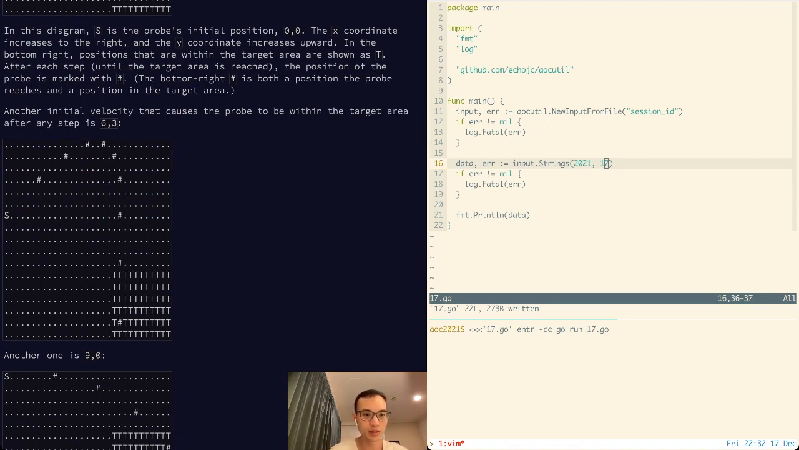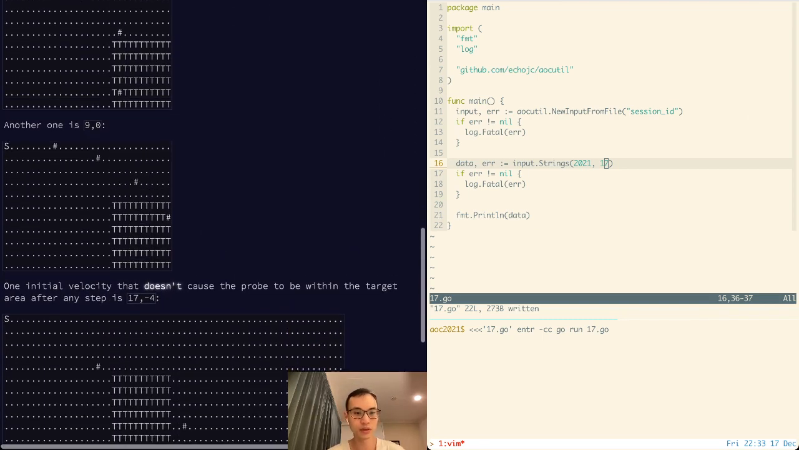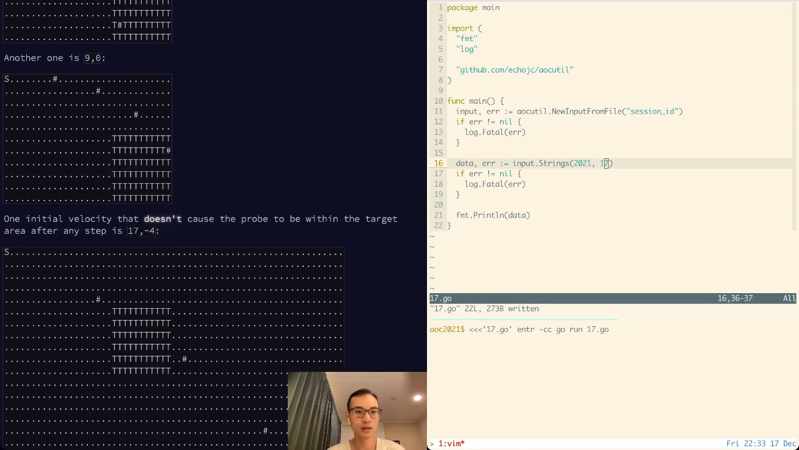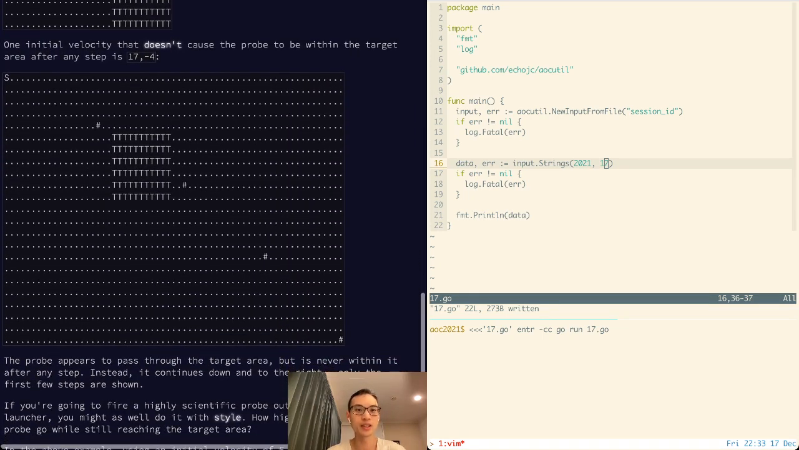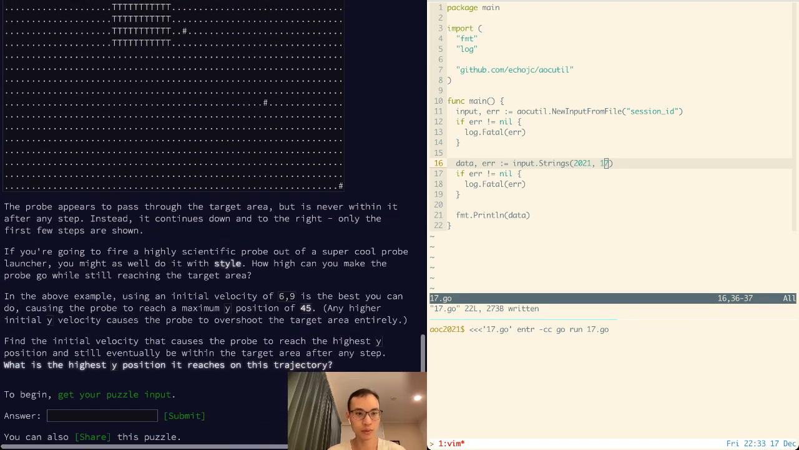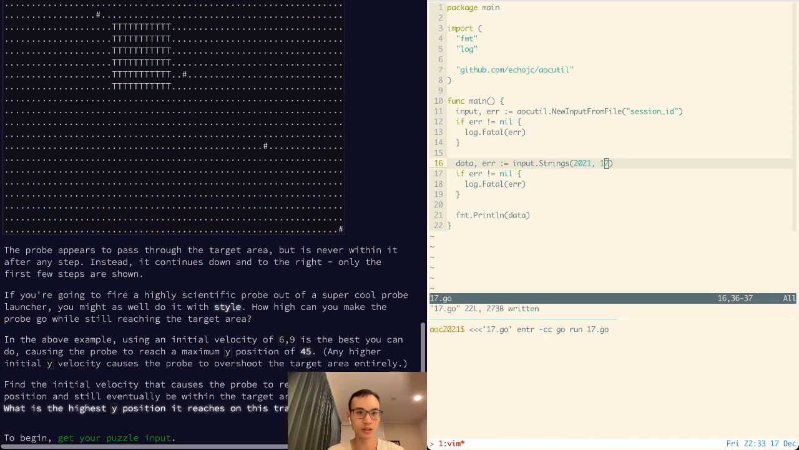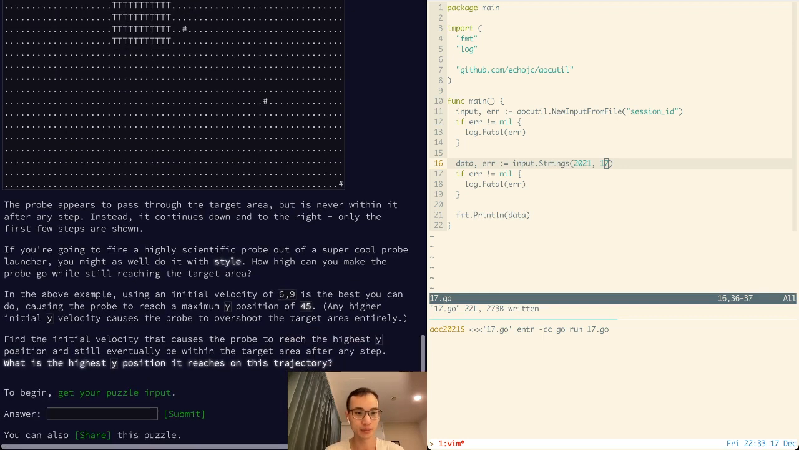And this is where the drag comes in. You can see that the trajectory has kind of just stopped at that point. Another one is 9,0. Okay, so like a flat trajectory. But an initial velocity that doesn't cause the probe to be within the target area after any step is 17,-4. Right, because it just skips past the area. The probe appears to pass through the target area, but it is never within it in any step. Okay, so it has to be on the step that it's in it.